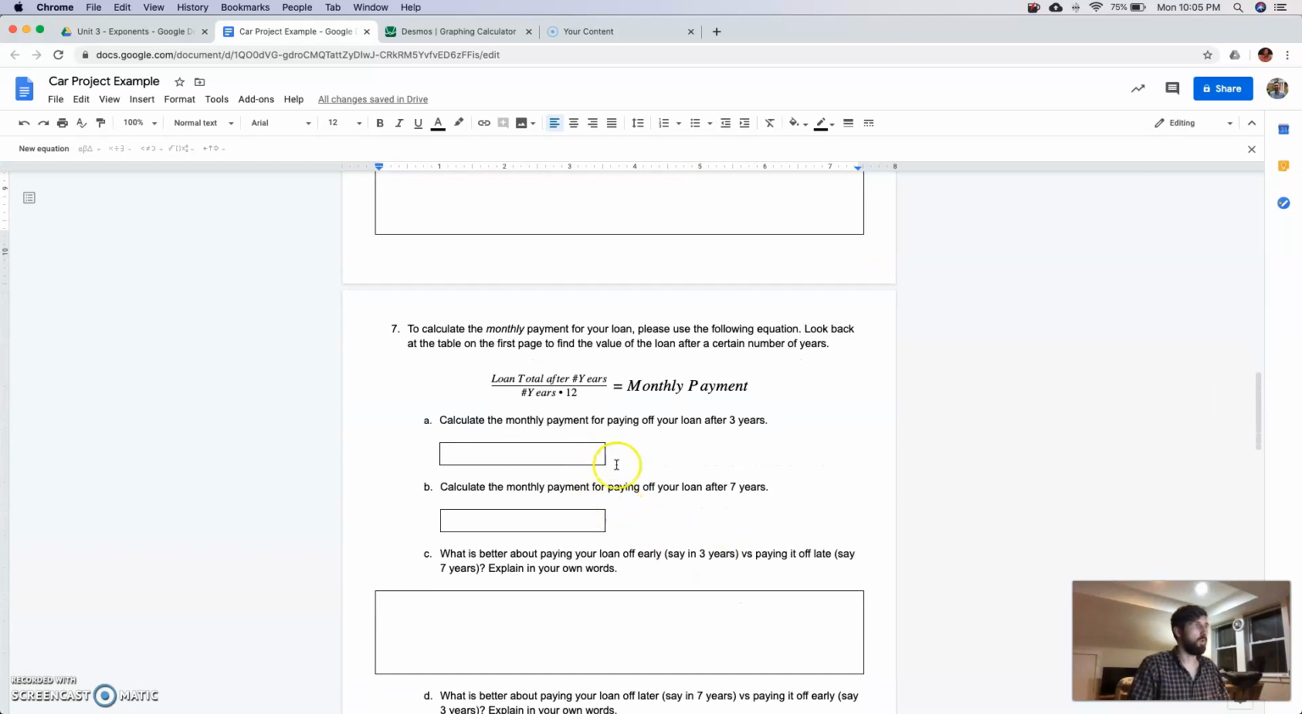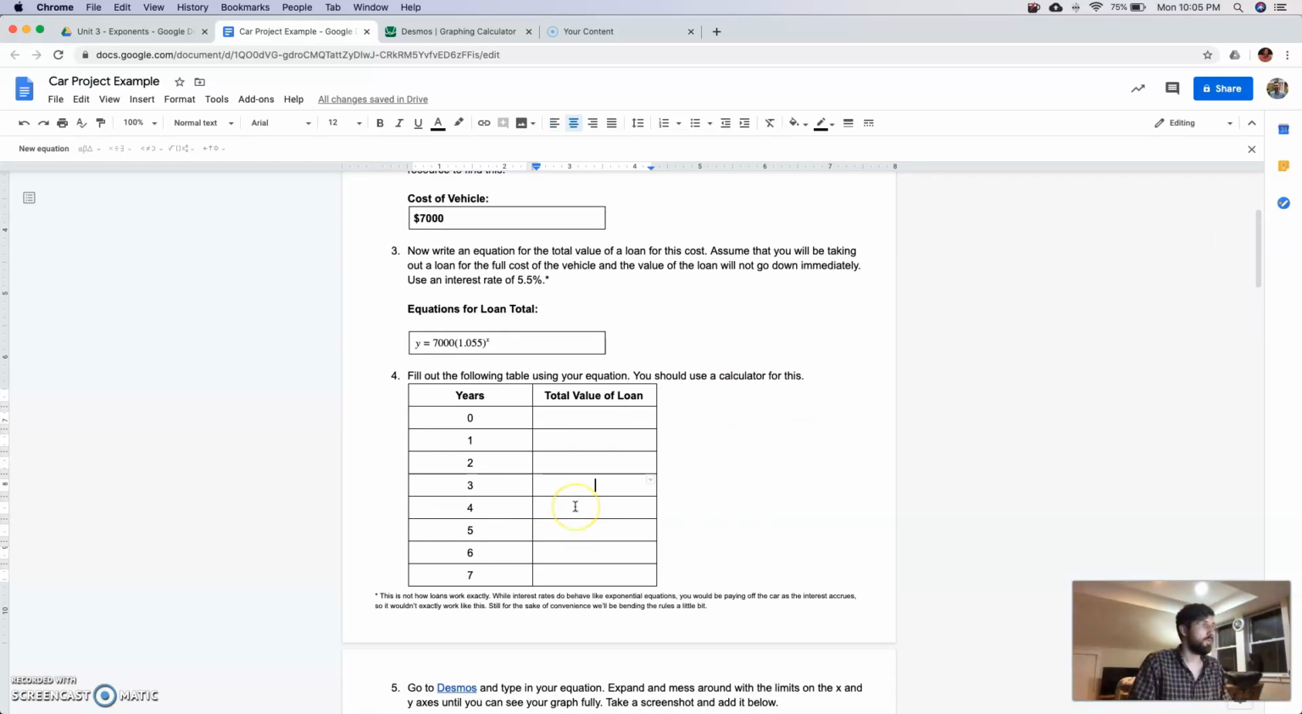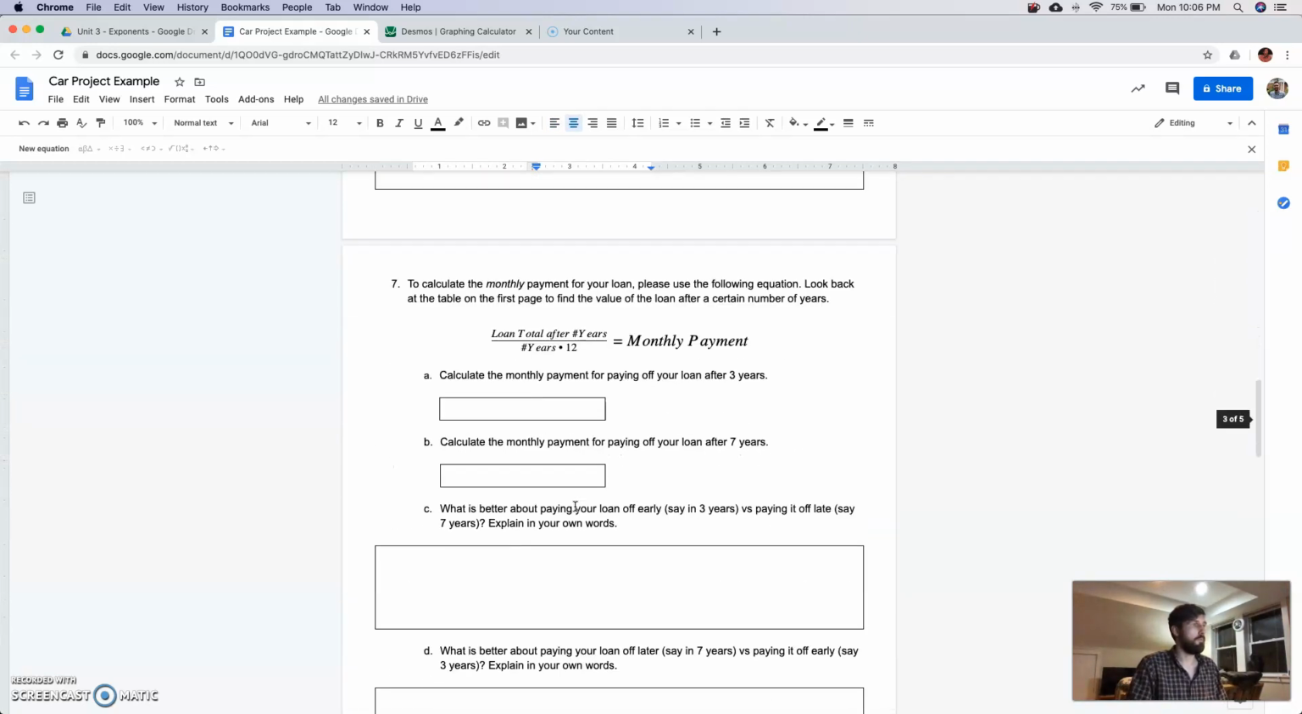Next, I'm going to calculate the monthly payment for your loan. So please use the following equation. Look back at the table to do this. So calculate the monthly payment if you're paying off your loan after 3 years. So I'm going to go back. I'm going to figure out whatever this number is. I didn't write it down. I haven't figured it out, but you figured out what that number is. And then you're going to divide that by 36 because 3 years times 12 is 36.